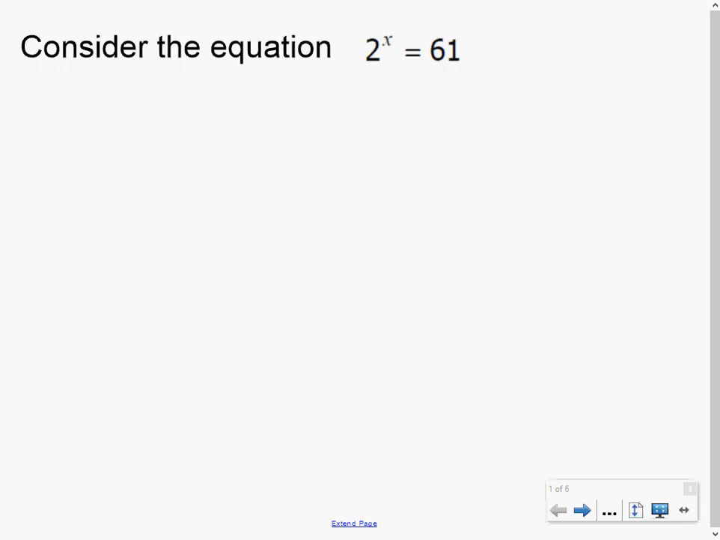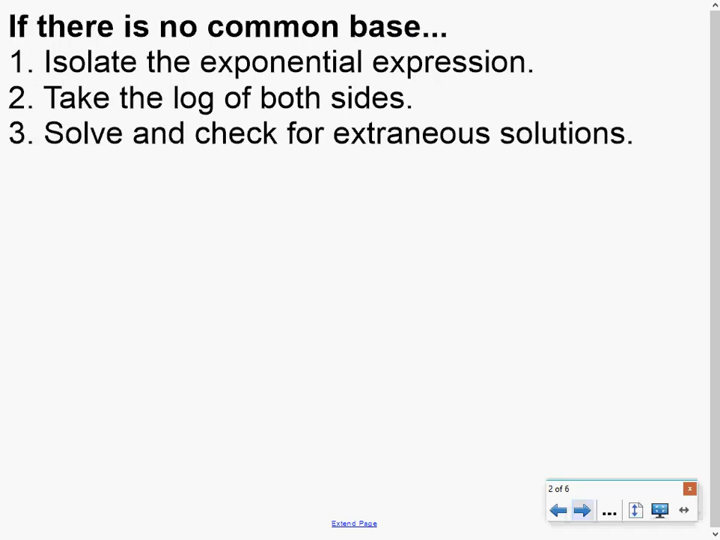Well, we never considered what if that's not possible? What if we can't do that? Like here, I can't raise 2 to some power to equal 61. So what do we do? We never talked about it. How do we approach things like this? Well, if we have problems like this, we're going to actually use logarithms to solve them for us. So let's talk about our steps and then we'll come back.